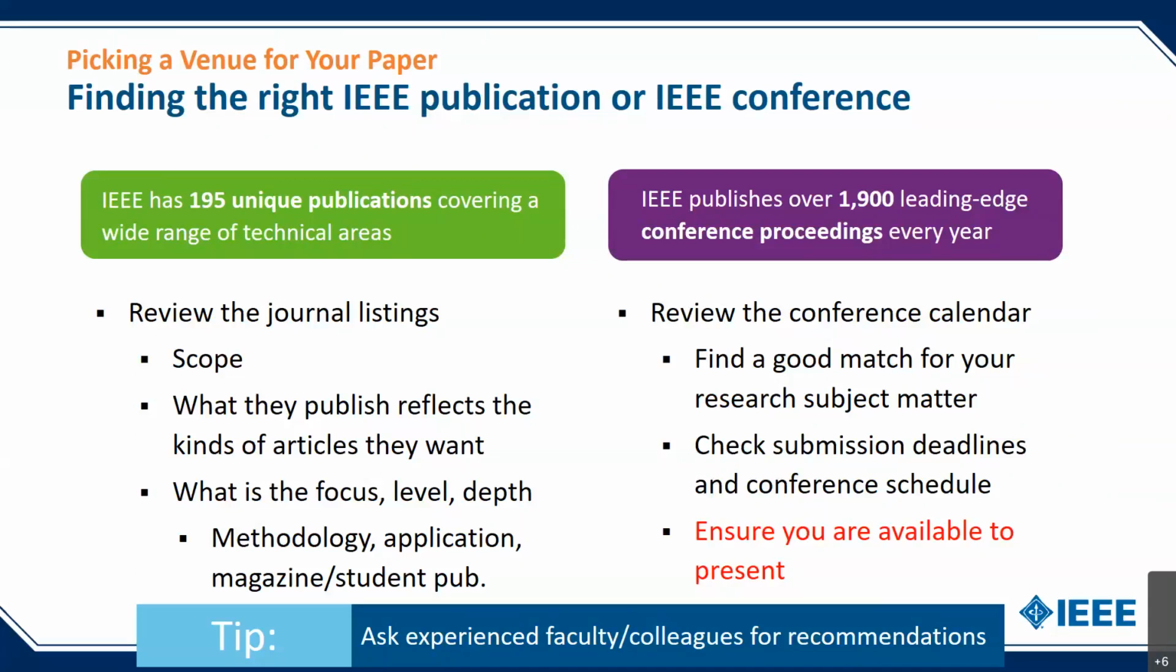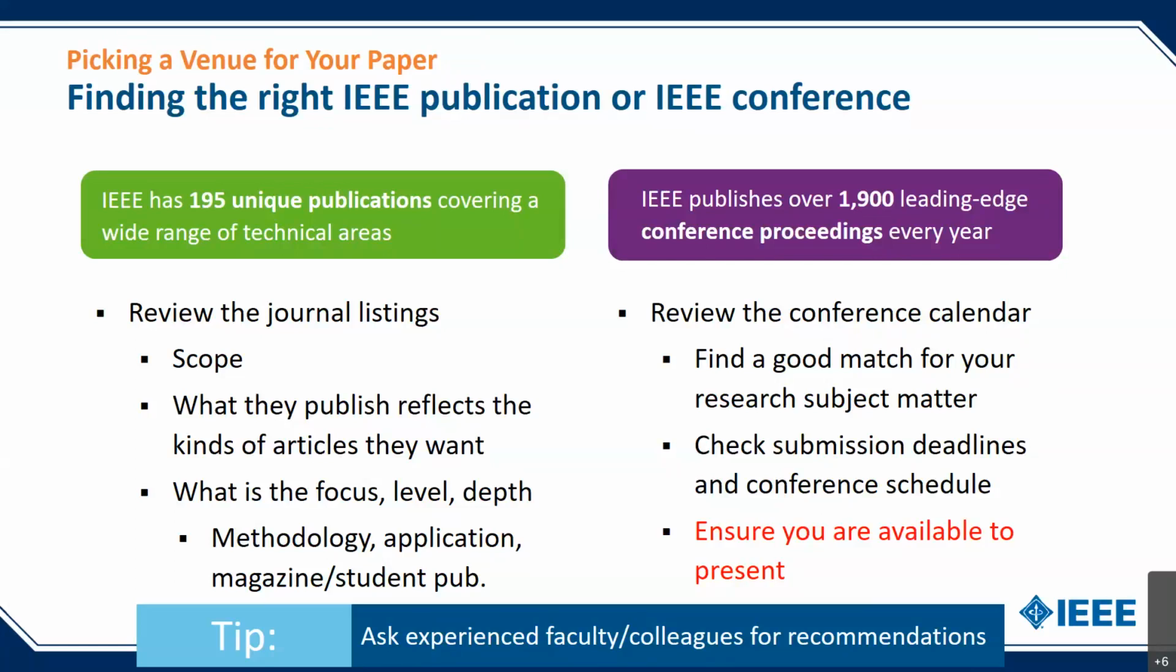So for instance, if you've got a magazine, you normally want it to be broadly accessible. That will be at a lower technical level. If you're looking at one of the transactions or journals, typically it's at a higher level. You expect people to already have the background. Okay. So if it's a student publication, often you will have tutorials. So this focused level and depth is something you will get an idea for by looking at the articles already published in the journal. Okay.